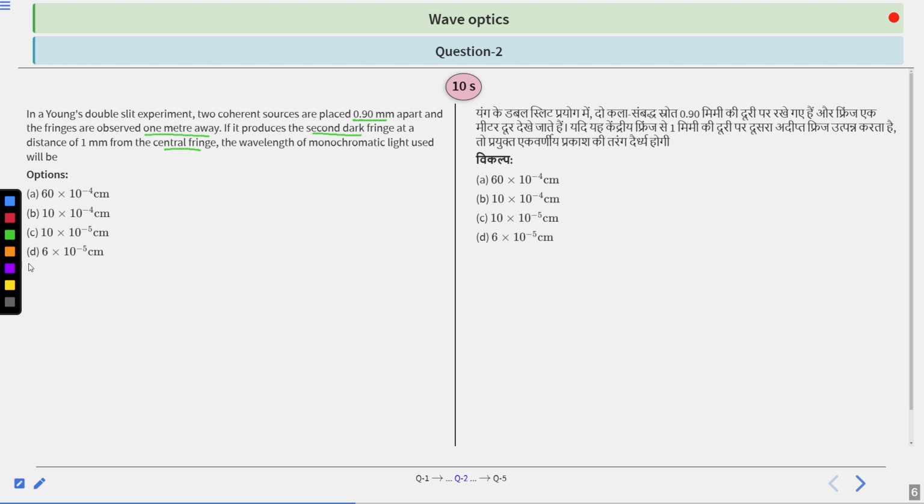This question asks about the wavelength of the monochromatic light. Given options: option A is 60 into 10 raised to the power minus 4 centimeter. Option B is 10 into 10 raised to the power minus 4 centimeter. Option C is 10 into 10 raised to the power minus 5 centimeter. And option D is 6 into 10 raised to the power minus 5 centimeter. So which option is correct? Option A, B, C, or D? You have some time to solve this question. After that, we will provide the solution.